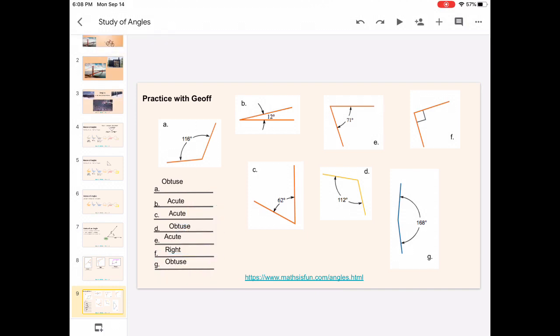All right, how did you do? If you had any trouble with that, you can always go back and rewind a little bit and try it again. And that is it for the lesson.